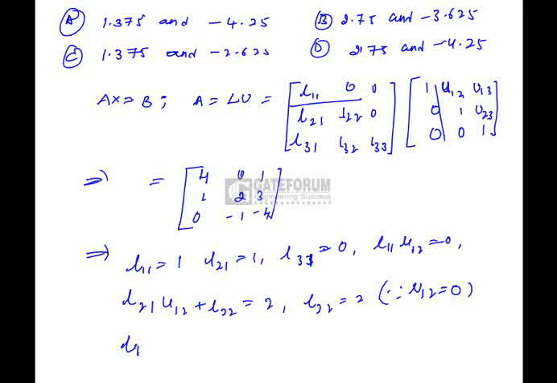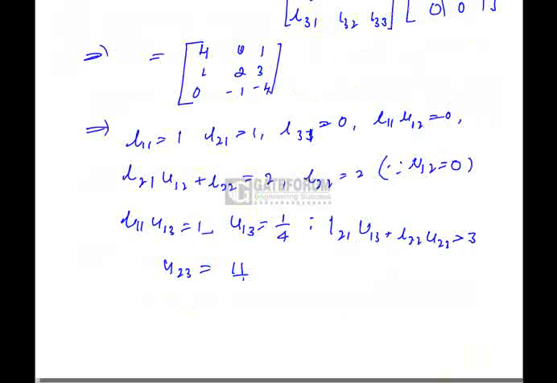Next, if you go for the second column, then L11 U13 will be 1. So U13 is nothing but 1 by 4, since the value of L11 is 4. Now, L21 U13 plus L22 U23 is nothing but 3, whereas U23 is nothing but 11 by 8. And if you simplify, it is U23 equal to 11 by 8, which is 1.375. Similarly, if you simplify, you will get the value of L33 as minus 2.625. Then option C is correct.